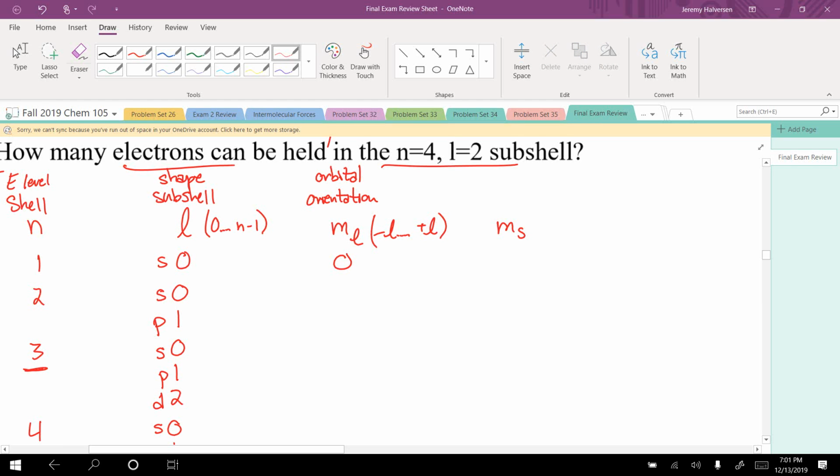Okay, what does this tell us? How many 1s orbitals are there? 1, because there's only one number there. Okay, so that's a 0, negative 1, 0, 1.